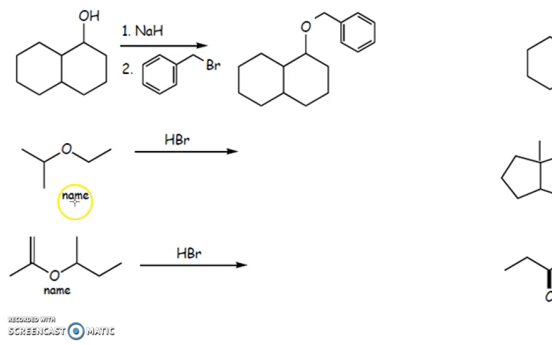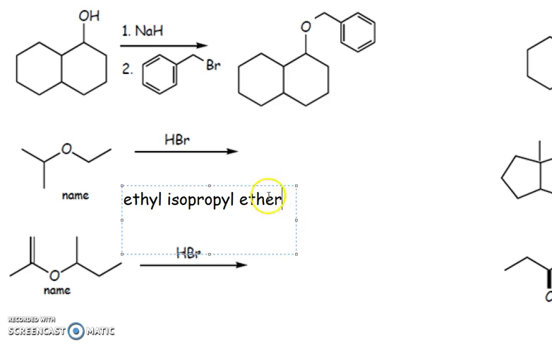Here's a hydrolysis. Let's name this compound first. The name of this compound is going to be an ether, and we can call this ethyl, and we call that isopropyl, and we would put them in alphabetical order. Ethyl isopropyl ether. Okay, that could be the name of this.